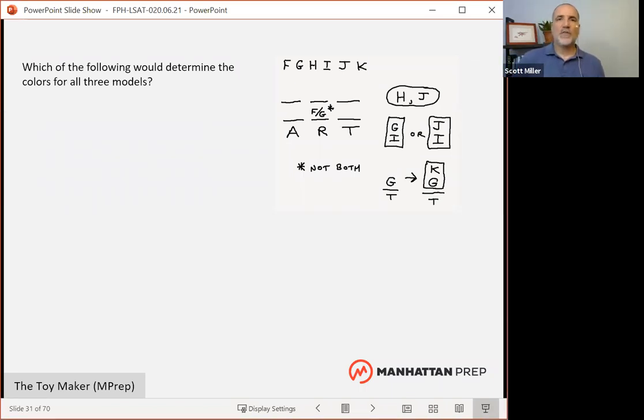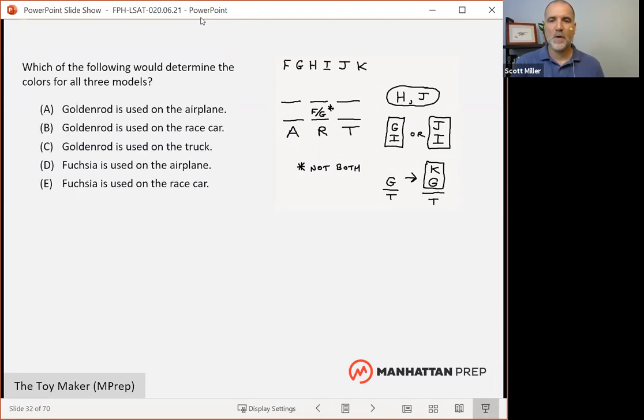You'll see these. What they're asking you for is the answer choice that, if true, would force every single element into a certain space, right? It would completely tell us the colors for each of these 3 models of toys. Okay, so I have these 5 answer choices. And you might look at them first and say, wow, how do we know which one? How do we know, if goldenrod is in the airplane? Well, actually, we can eliminate that based on the work that we just did, right?